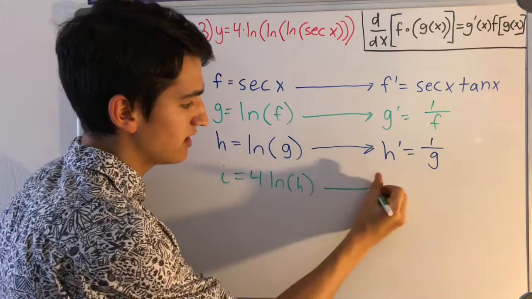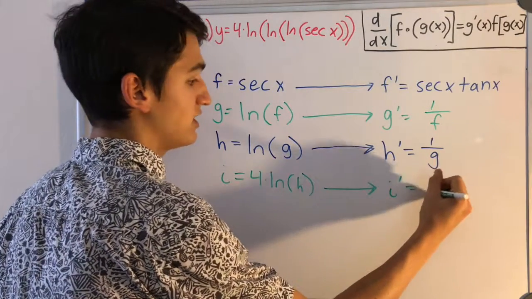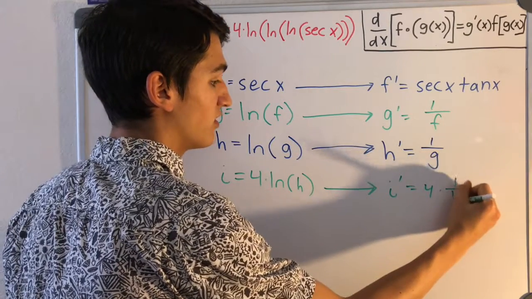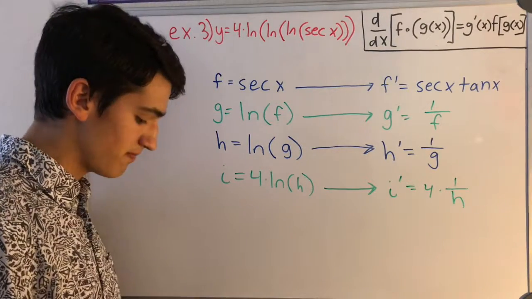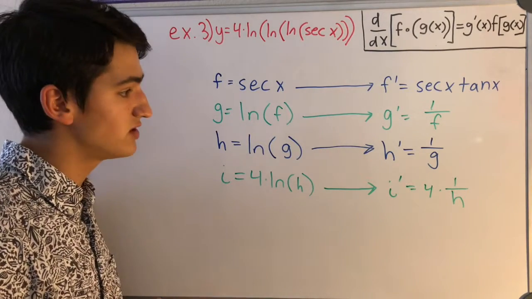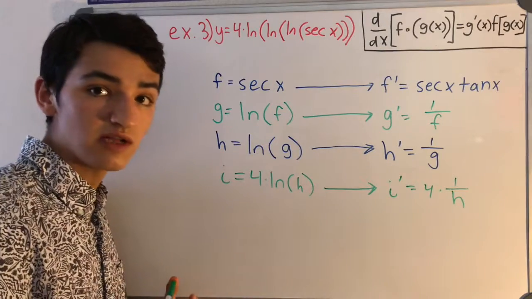So we're just going to take the derivative of that, which is 4 times 1 over h. Now we're done computing derivatives. All we're going to do is utilize the equation and plug things in.